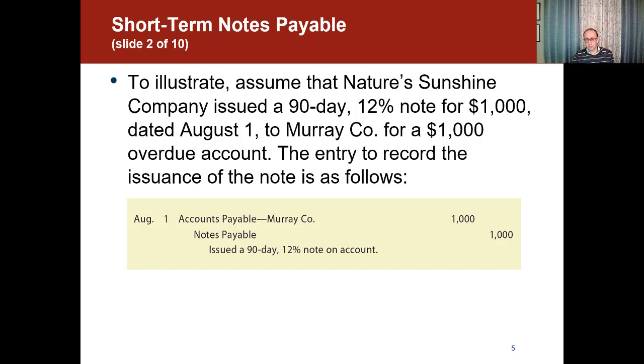So the note payable here is $1,000, and it's for 90 days at 12%. This is exactly what we do whenever we are converting an accounts payable into a note payable. The note payable here is still considered to be current because it's for a period less than a year. If it's longer than a year, then it would be classified as a long-term liability.